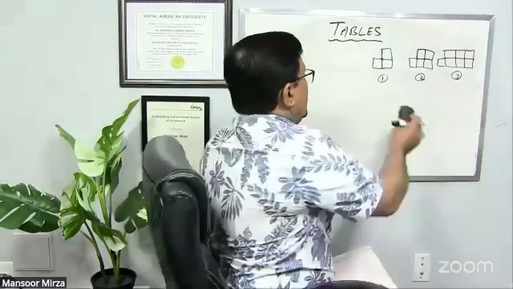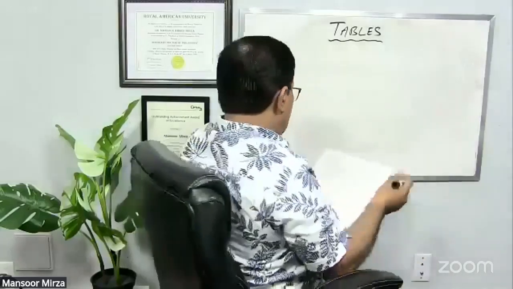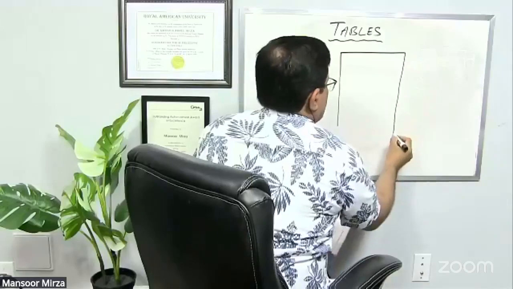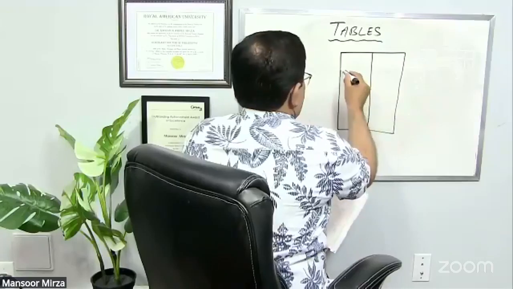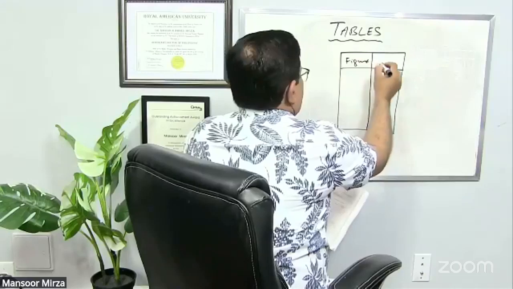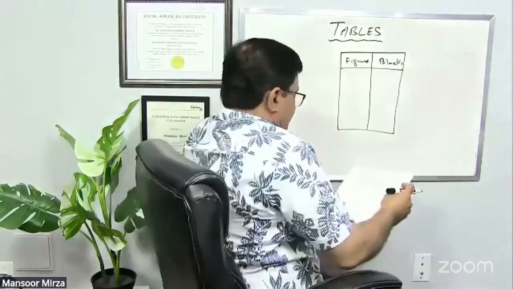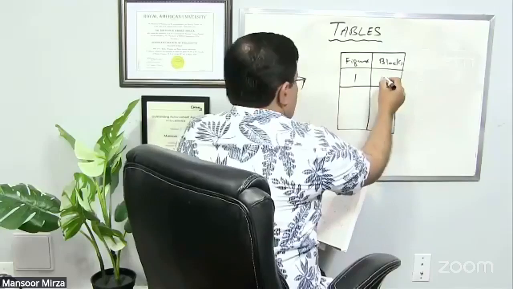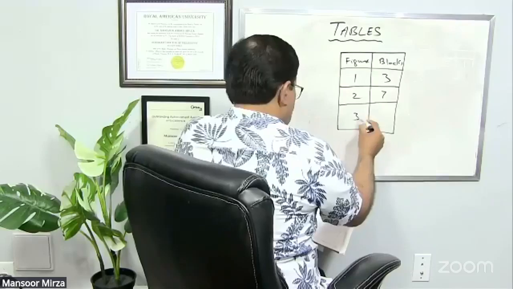Now I'm going to delete this so that it's not a confusion, because I'm going to draw some more calculations. Let's say I have another table. Table 1 has 3 blocks. Table 2 has 7 blocks. Table 3 has 11 blocks.